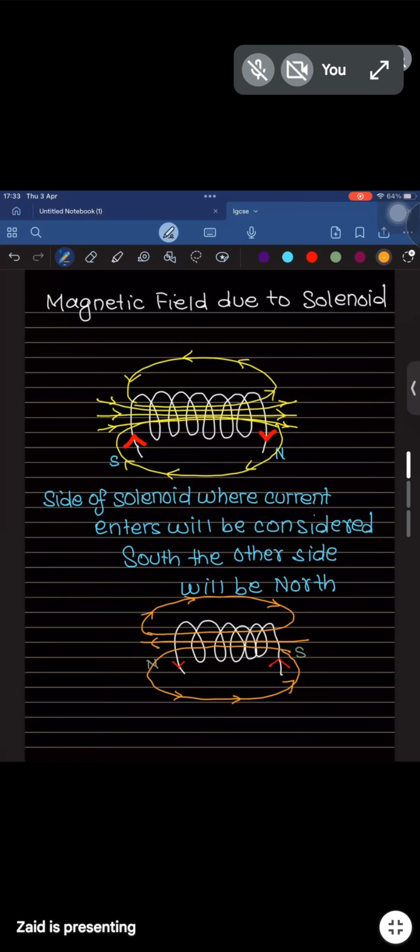Done? Can you move on? Okay. Teacher, I did not understand the magnetic field difference. Can you explain it again?